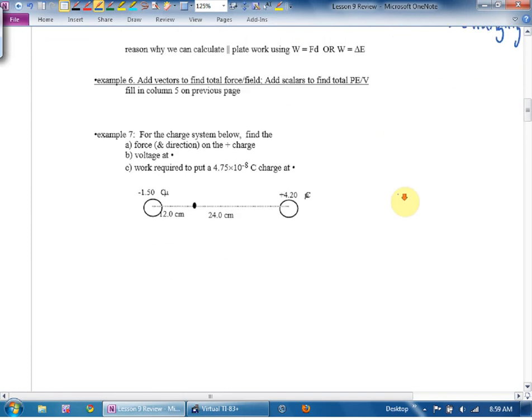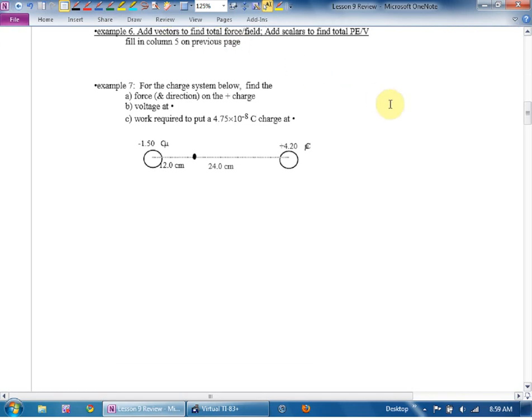Then it says, example 6, add vectors to find the total force and field. So in the far column on the previous page, on the first two, we said you're going to add them tip to tail. Let's do one. Example 7, for the charge system below, first of all, A, it says, find the force, magnitude, and direction on the positive charge. This is the positive charge.